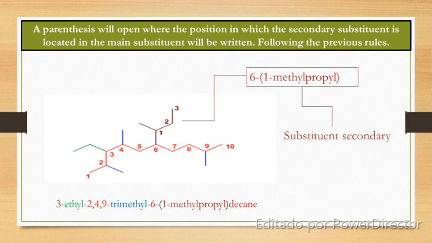Finally, we order the names of the main substituents alphabetically with their respective position, and we end by placing the name of the main chain. The final name of this second example is 3-ethyl-2,4,9-trimethyl-6-(1-methylpropyl).